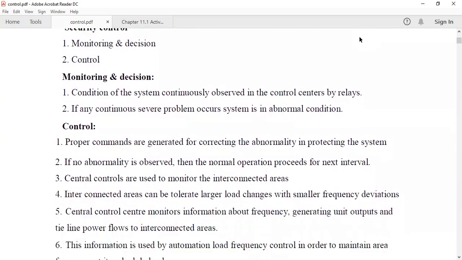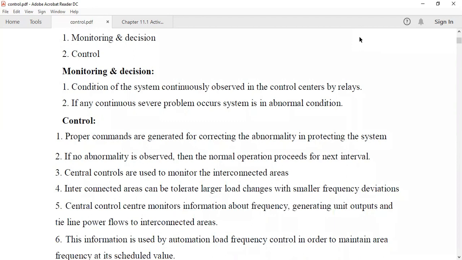For the control, proper commands are generated for correcting the abnormality and protecting the power system. If no abnormality is observed, then the normal operation proceeds for the next interval. Central controls are used to monitor the interconnected areas. Interconnected areas can tolerate larger load changes with smaller frequency deviations. So to have convenience in operation as well as to fulfill the demands of the loads, as we know, we have interconnected systems.